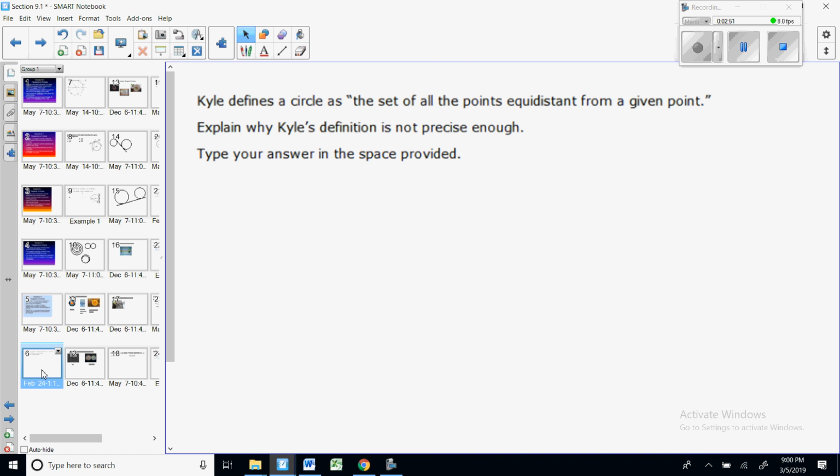This is an example of an end-of-course test question that deals with the definitions as they pertain to circles. Kyle defines a circle as a set of all points equidistant from a given point. We want to explain why Kyle's definition is not precise enough. This really leads you into a difference between two-dimensional shapes and multiple-dimension shapes, because in a three-dimensional shape, you still could have a set of all points equidistant from the given point. Kyle's definition is not precise enough because it needs to mention the fact that a circle is a plane figure.